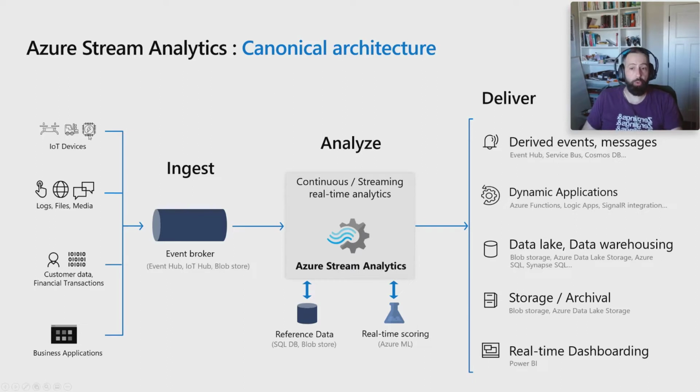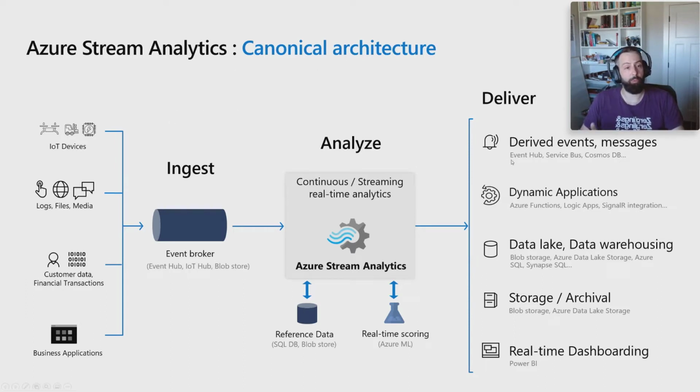So your producers, be it devices, logs or files, customer data transactions, or your line of business applications, they need to send their data to that event broker. They need to find a way to do that. Once the data is there, I can write a SQL query against it in Azure Stream Analytics. So you go in the portal, create a new Stream Analytics job, write your SQL query, declare an input and an output. And you pick one of the outputs that ties to your business application, an event hub, another event hub.